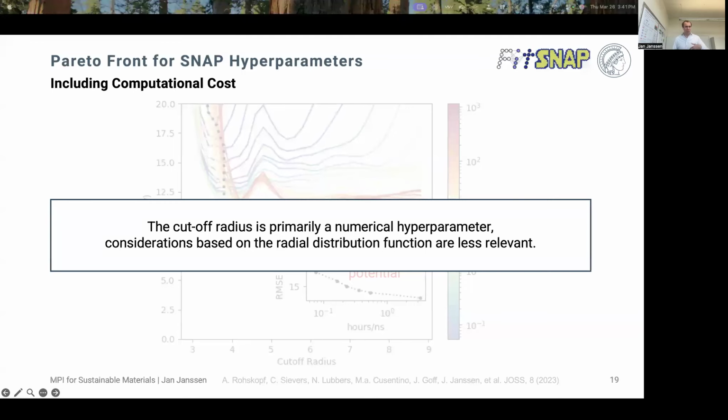And the other part, again, what I said before already, right? So the cutoff radius previously was assumed to be a physical parameter. We now find it's more like a numerical parameter. Right? So when you increase the complexity of your descriptor, it also makes sense to increase your cutoff radius, because a more complex descriptor can benefit from the additional information with an increased cutoff radius.